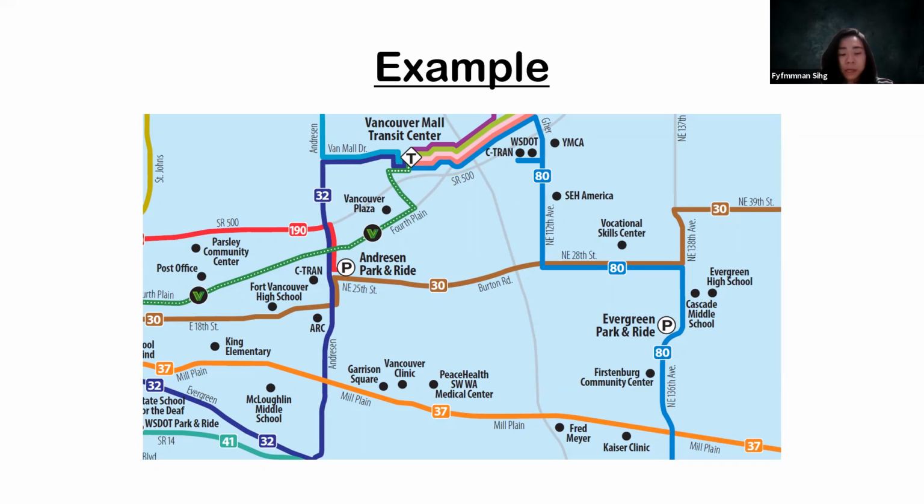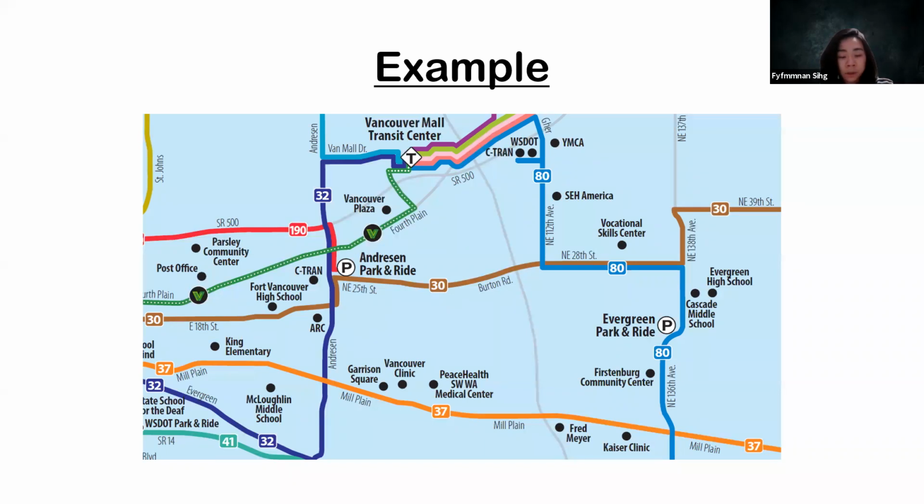Alternatively, we could take the Vine to the intersection of Anderson and 4th Plain. Then we could take a 32 to Mill Plain and Anderson, that intersection, and then take a 37 to Fred Meyer. We could also do the first itinerary, so Vine to 80, and then we could just walk to Fred Meyer. Those are our possible trips, right? Or at least the more feasible ones.